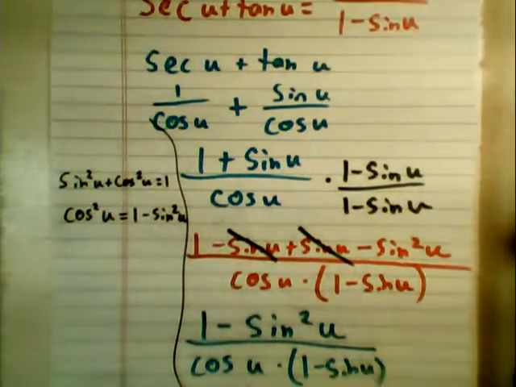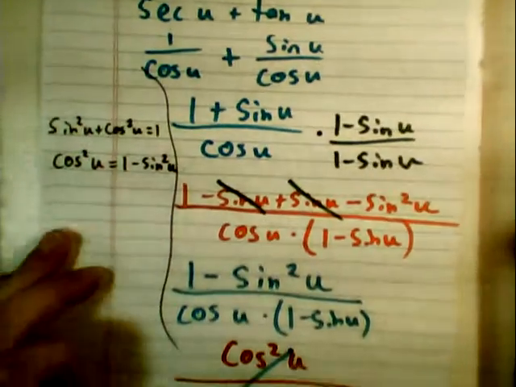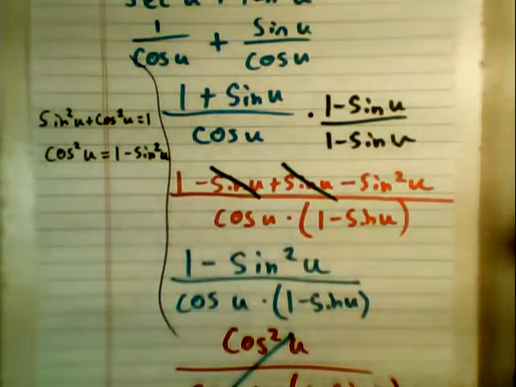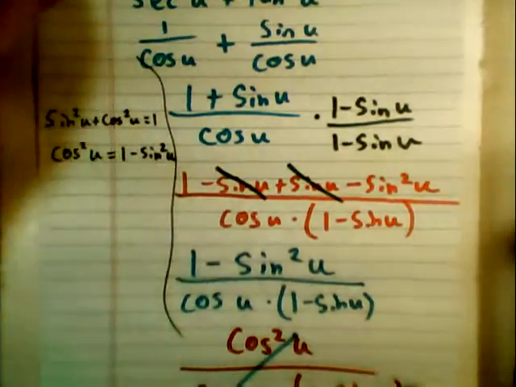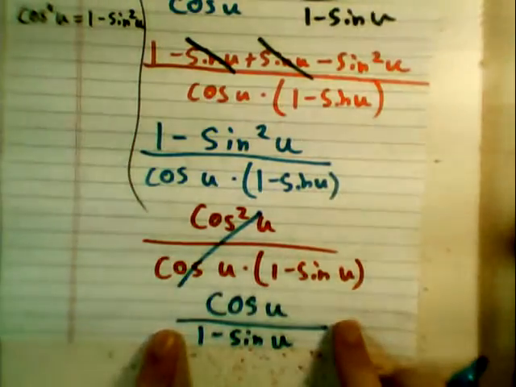Okay, so now that we substituted cosine squared in, let's cancel a cosine on the top and the bottom, and we are left with cos u divided by 1 minus sine u. And this is what we were trying to prove it to look like.